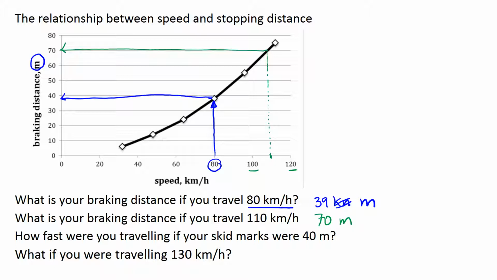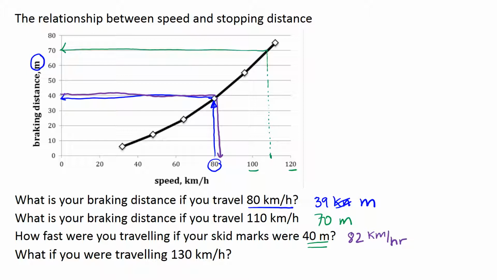How fast were you traveling if your skid marks were 40 meters? So this time you're told how long your braking distance or skid marks were. So 40, I'm going to follow this line out and down. So it's a little bit higher than 80 kilometers an hour. So let's say about 82 kilometers an hour. And yes, that's an estimate.